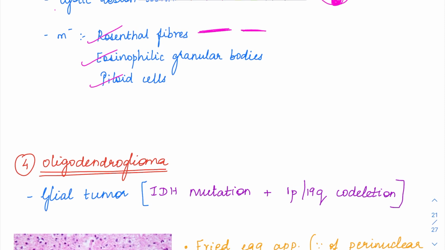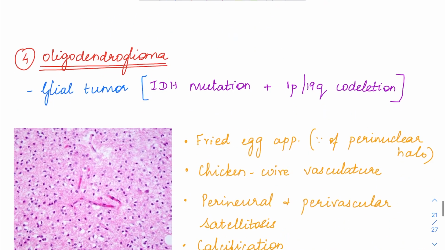And also eosinophilic granular bodies, which are again pinkish material appearing like granules, like smaller rounds. Eosinophilic granular bodies and Rosenthal fibers can also be present. Though not specific for pilocytic astrocytoma, they are commonly associated with pilocytic astrocytoma.